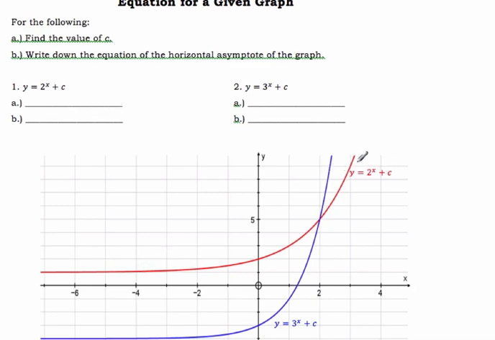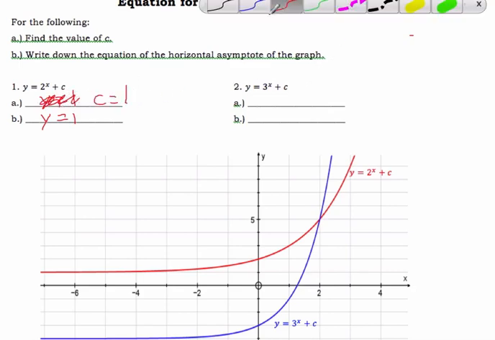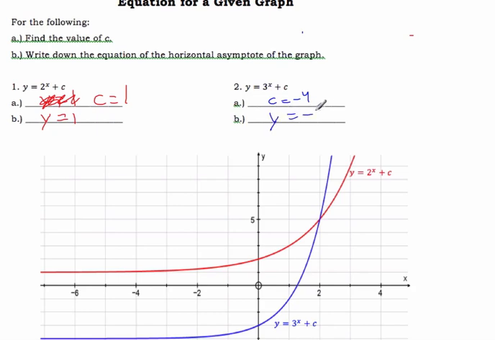So the first equation is the red one. We see that the horizontal asymptote is at 1, so y equals 1 is the horizontal asymptote. The value of c is going to be 1. In the next example, again, c is equal to the horizontal asymptote, so you see it's down at -4, so c equals -4, and the horizontal asymptote is y equals -4.